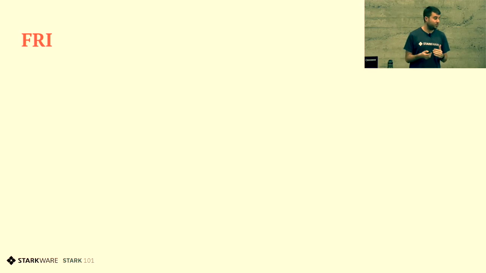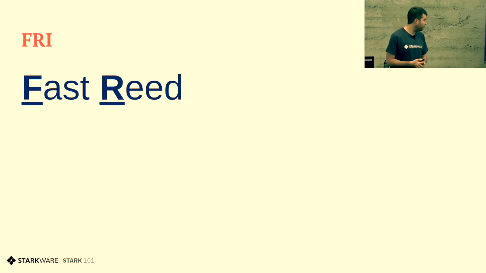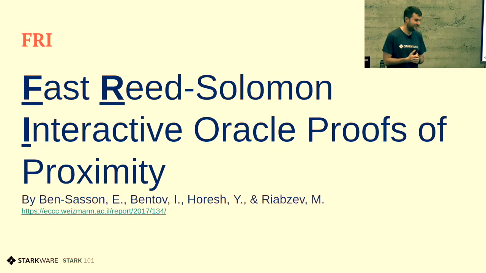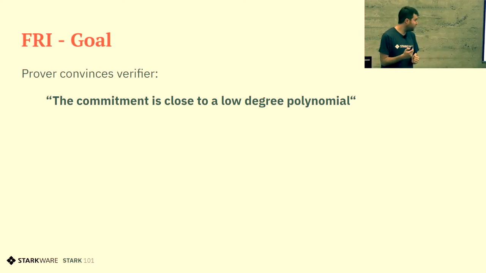Before understanding what the FRI protocol is, let us understand what FRI is and what these 3 letters stand for. FRI is Fast Reed-Solomon Interactive Oracle Proof of Proximity. So why do we need it? The goal of FRI is to allow the prover to convince the verifier that the commitment is close to a low degree polynomial. It allows the prover, in our case, to convince the verifier that CP is close to a low degree polynomial, which is exactly what we need. But how do we use it?